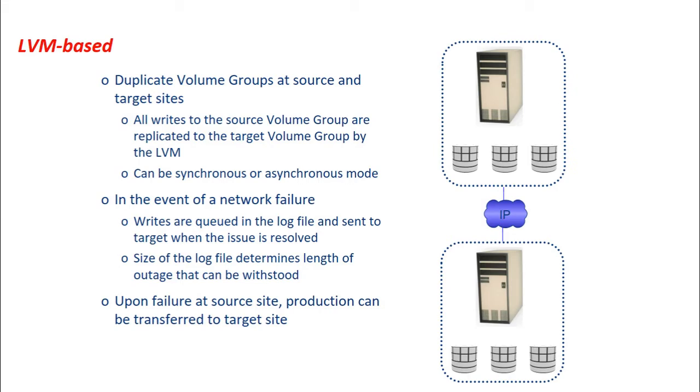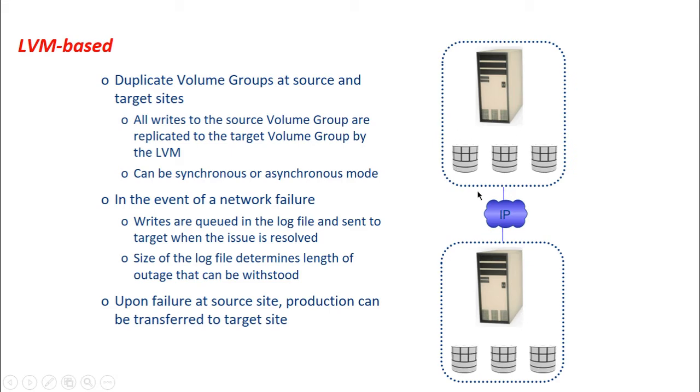So that is LVM based remote replication. Here the duplicate volume groups at source and target sites must be created. All writes to the source volume group are replicated to the target volume group by the logical volume manager at the source site. So the remote replication can either be synchronous or in asynchronous mode. In the event of a network failure, writes are queued in the log file and are then sent to the target when the issue is resolved.